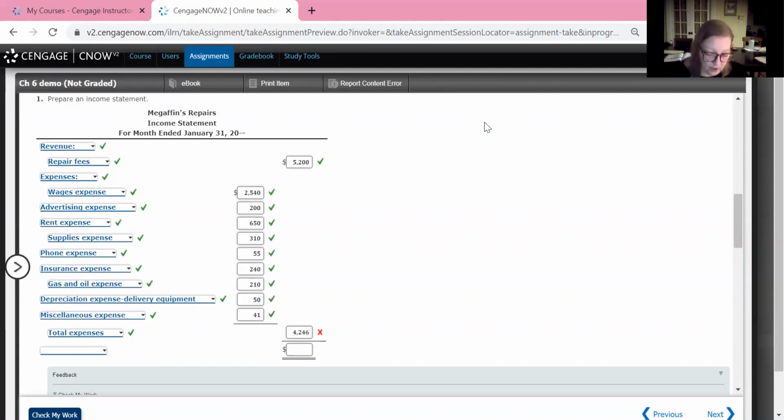Okay, here we go. One more time. $2,540 plus 200. If you get the little red X, it just means you dropped a digit somewhere. Just try again. And I'm at 55 plus 240 plus 210 plus 50 plus 41. This time, 4,296. Yeah.